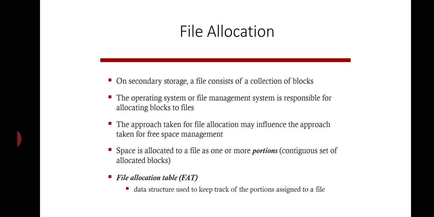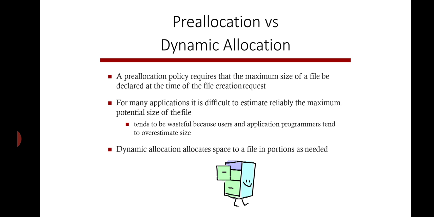The space is allocated to the file as one contiguous set of allocated blocks. The file allocation table we are using to allocate, flat. Then pre-allocation and dynamic. Pre-allocation means that at the beginning we allocate the space to store the data. Dynamic allocation means that when we create a file, at that time it will be allocated automatically.